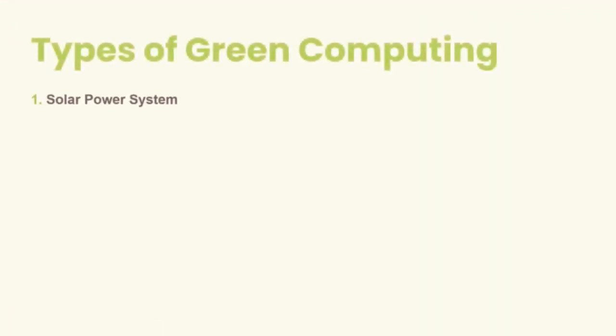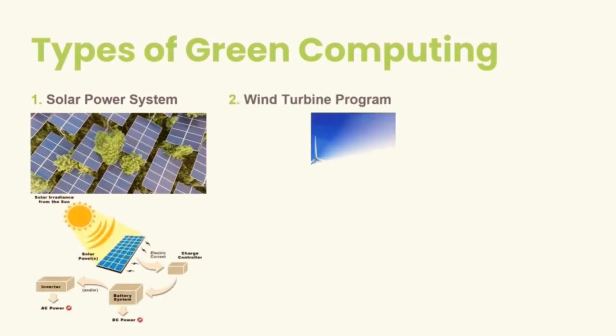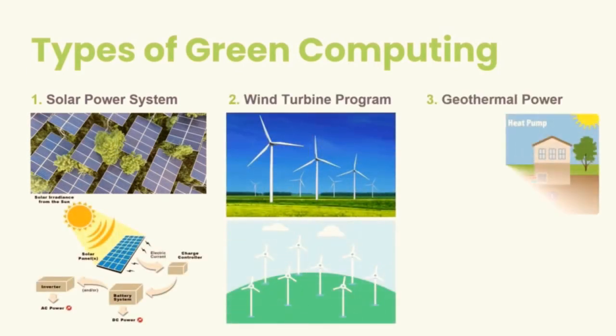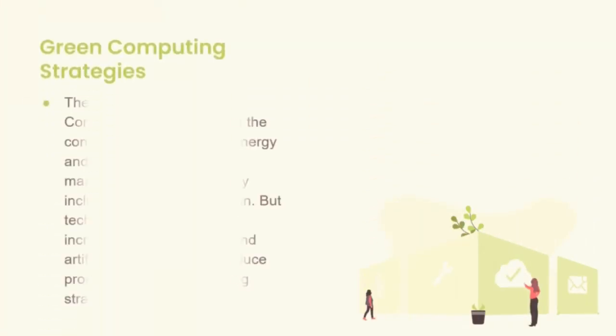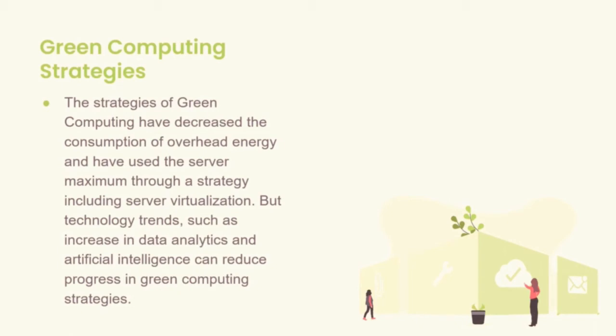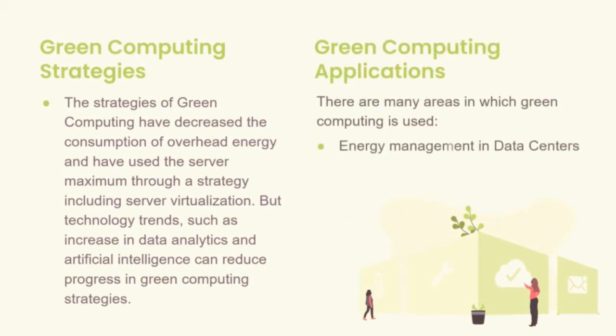There are many types of green computing, like solar power systems, wind turbine programs, and geothermal power. Green computing strategies: the strategies of green computing have decreased the consumption of overhead energy, but technology trends such as the increase in data analytics and artificial intelligence can reduce progress in green computing strategies. Green computing applications: there are many areas in which green computing is used, like energy management, data centers, green wireless networks, and much more.